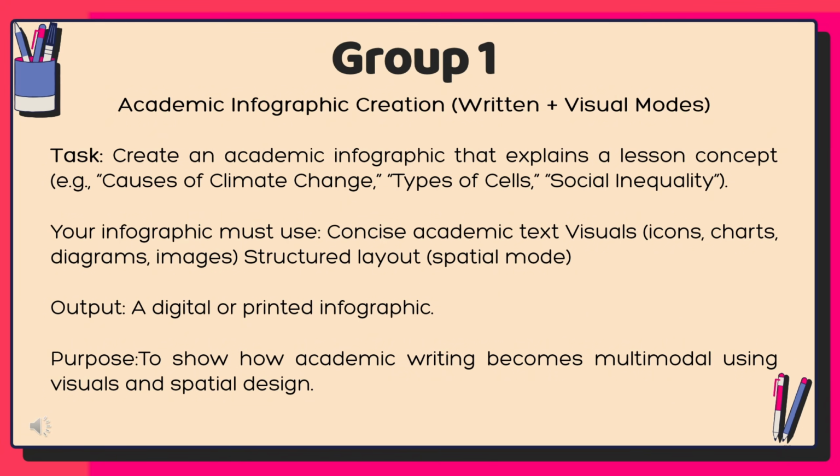Group 1: Academic Infographic Creation. Written plus visual modes. Task: create an academic infographic that explains a lesson concept, e.g., causes of climate change, types of cells, social inequality. Your infographic must use concise academic text, visuals, icons, charts, diagrams, images, structured layout, spatial mode. Output: a digital or printed infographic. Purpose: to show how academic writing becomes multimodal using visuals and spatial design.